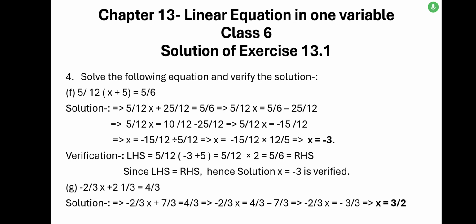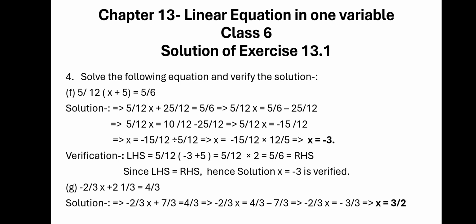In my next presentation, I am continuing chapter 13, linear equation in one variable. Solution of exercise 13.1. The fourth question I have given you up to E. So F, G, H and so on will be in my third part of this lesson, chapter 13, linear equation in one variable. So let's start.